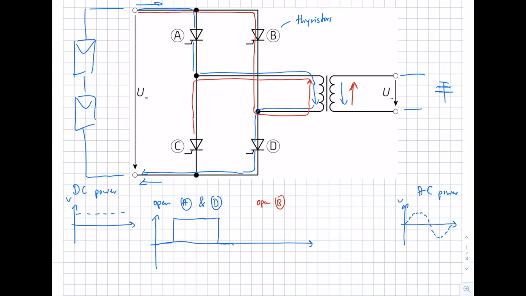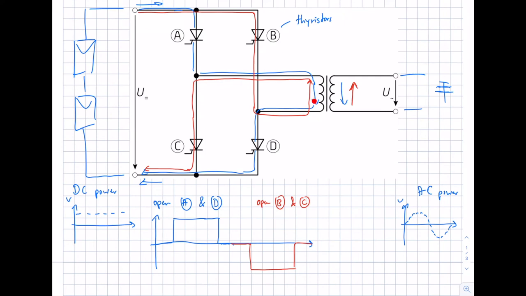A is closed, and it's the wrong direction for the electrons, so they have to run through thyristor C. So what we get is, if we open B and C, we get a negative voltage. And when the thyristors are closed again, we get this slope of the curve. So what we've achieved is, although the electrons are always coming from the upper point and going back this way, by using these four thyristors we have been able to turn around the direction of movement.